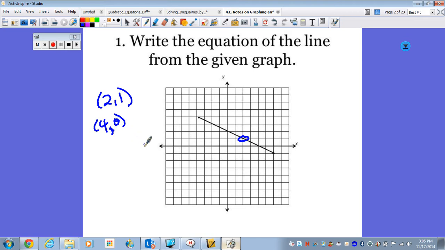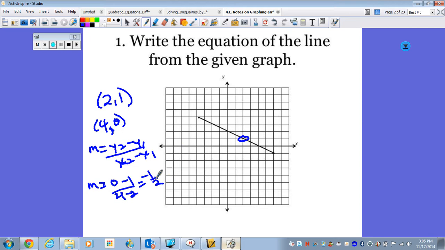So first thing I'm going to do is I'm going to find my slope. So if you remember, slope is y sub 2 minus y sub 1 over x sub 2 minus x sub 1. I always use the formula. If you use the triangle, that's fine. So you're going to have m equals 0 minus 1 over 4 minus 2. So negative 1/2. So m is negative 1/2.